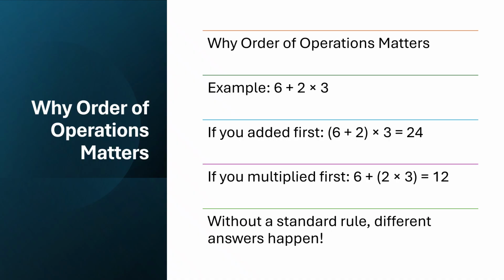Here's a quick example. 6 plus 2 times 3. If you don't follow the correct order, you might get a wrong answer. If someone adds 6 plus 2 first, they'd multiply by 3 and get 24. But that's incorrect. If you multiply 2 times 3 first, then add 6, you get 12. The correct answer if you apply the rule.